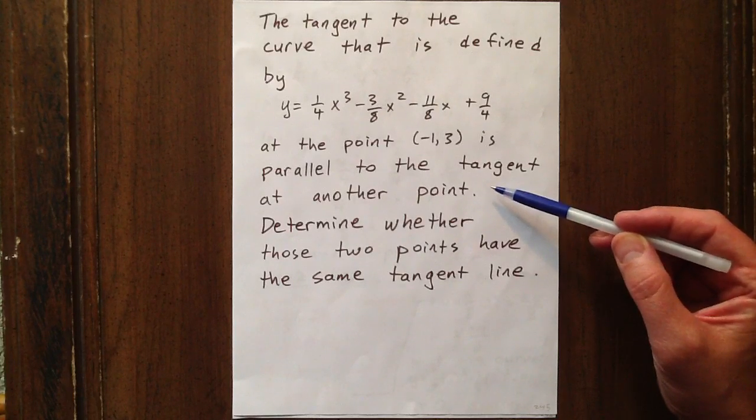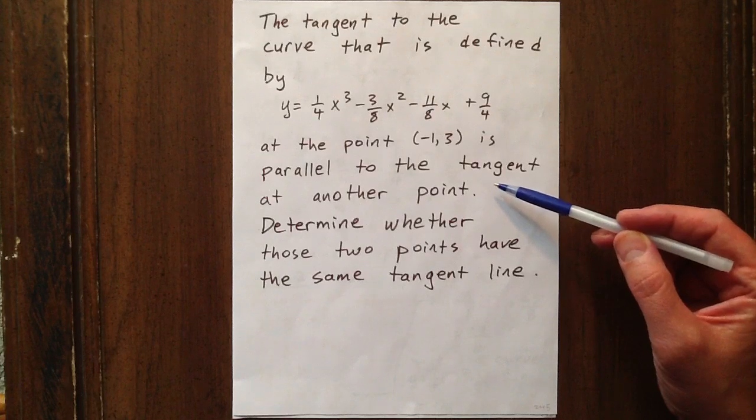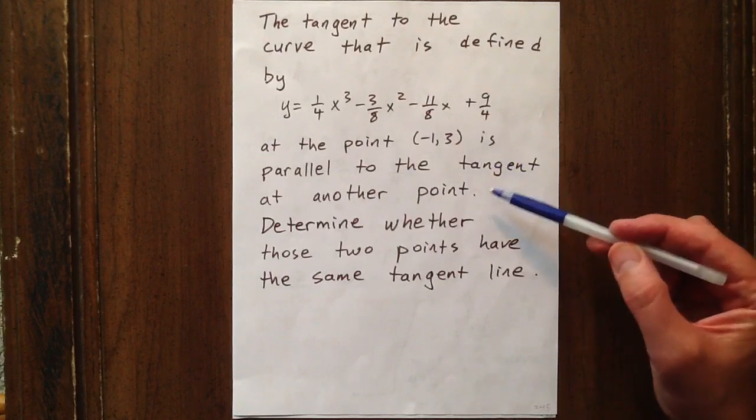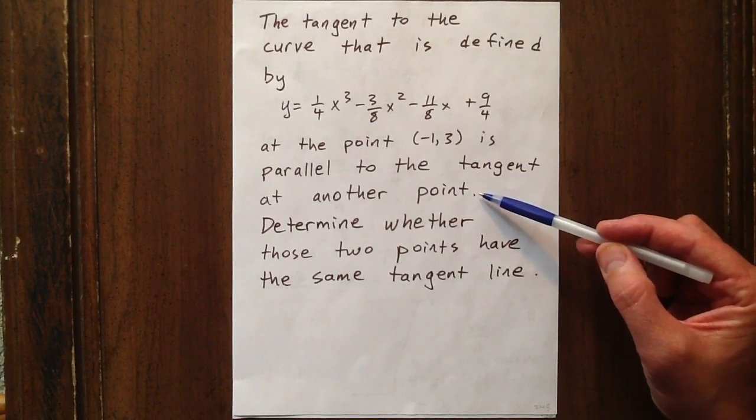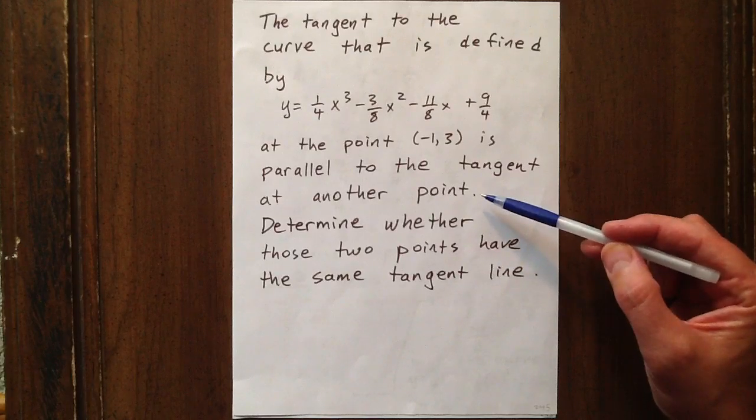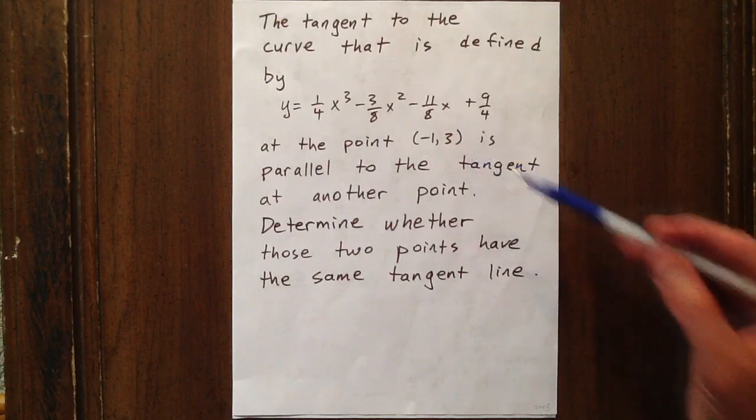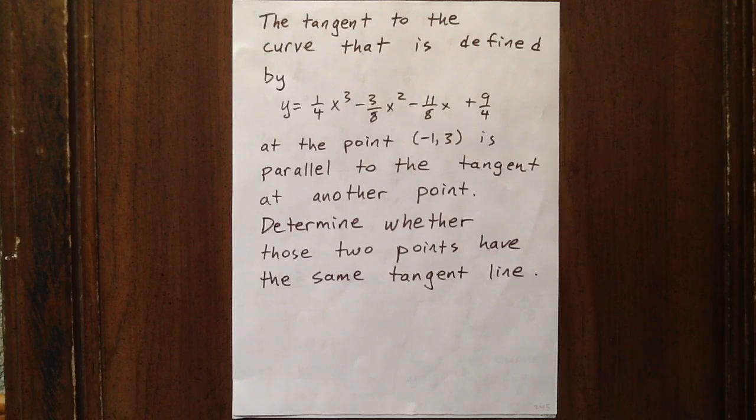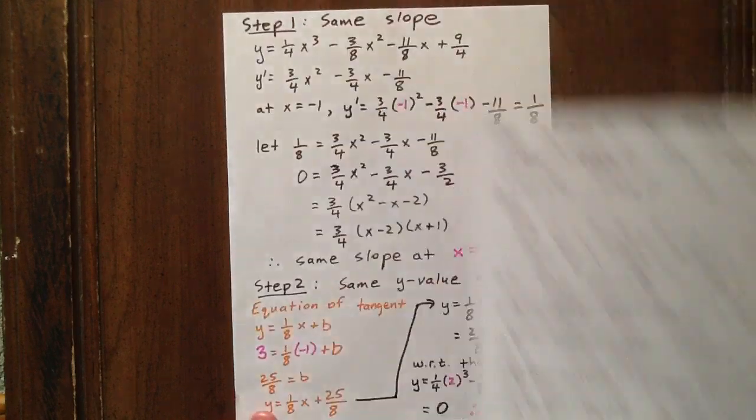Then we're going to figure out the equation of the tangent to the curve at this point and see if the other x value has a y value that not only is on the curve but is on that tangent line that we get the equation of. You'll see how we do it in a moment.